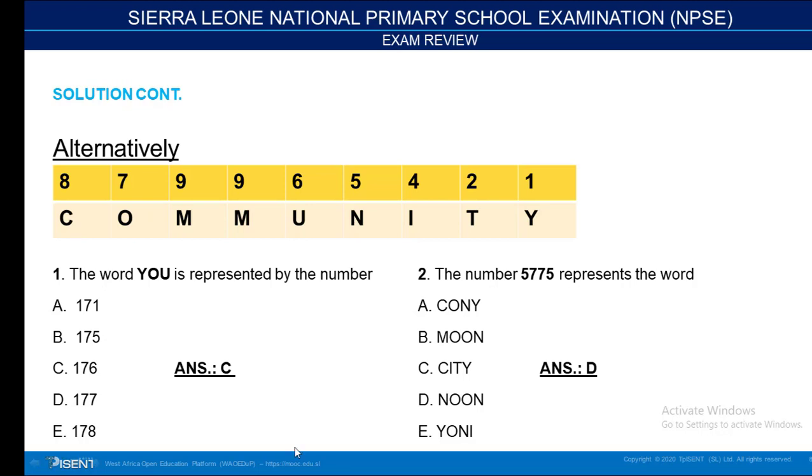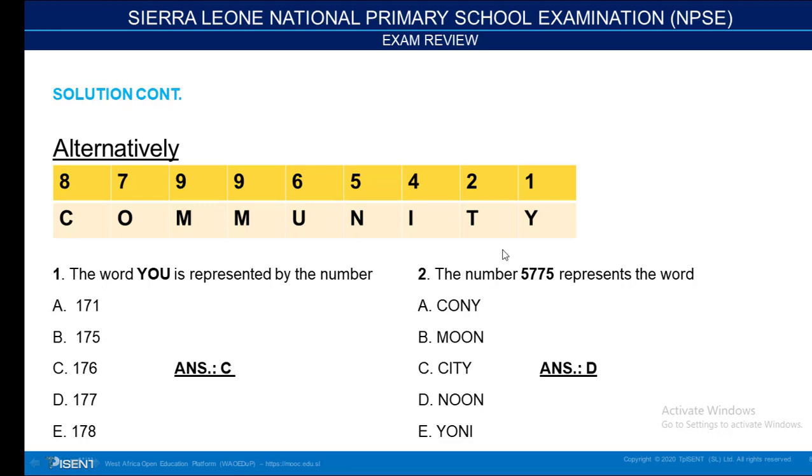We come to the next question, which says the number 5775 represents the word. In this case, numbers are given to you. You must find what letters are being represented by these numbers here. What letters correspond to these numbers?